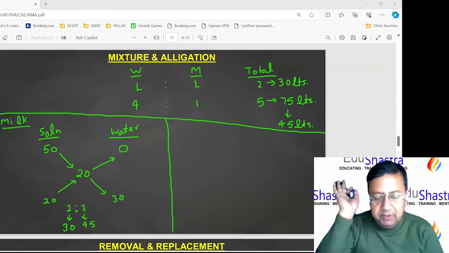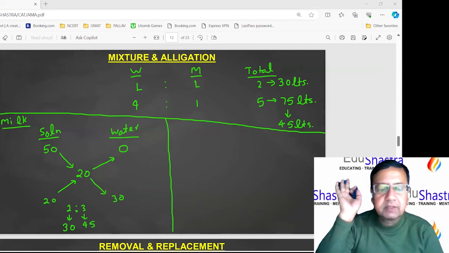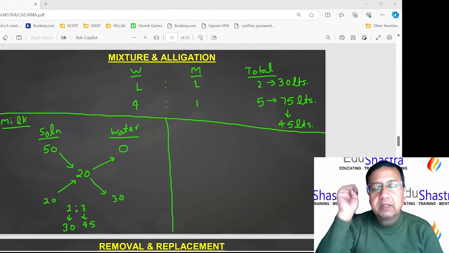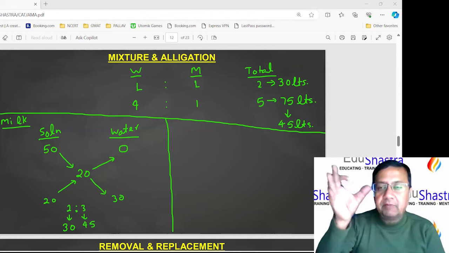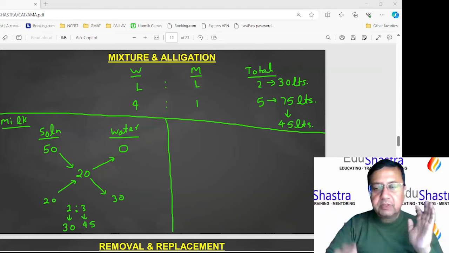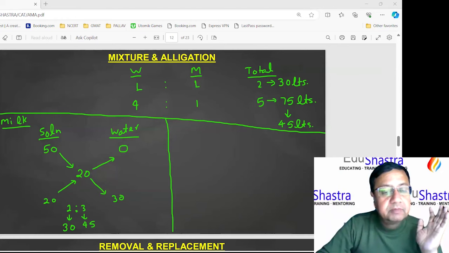See, we are having two things. One is a solution, one is water. Now I am considering milk as my base so that I can take the values, numbers for the milk. In a solution, what is the percentage of milk? 50. In water, what is the percentage of milk? 0. When I mix these two things, what will the percentage of milk become?